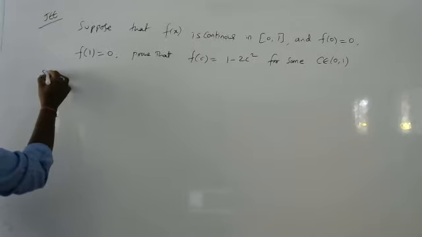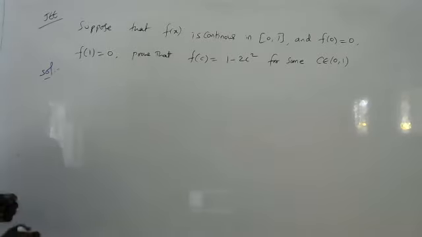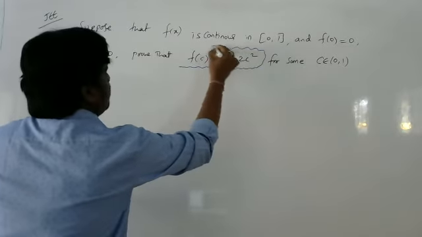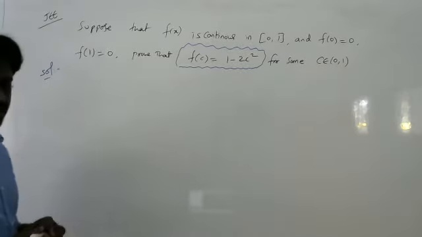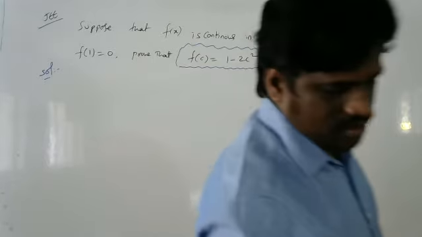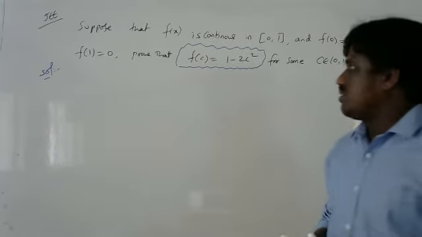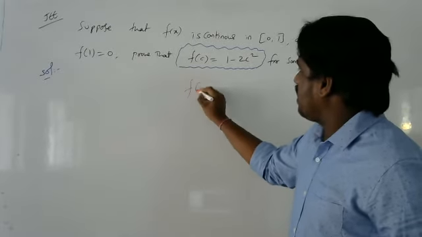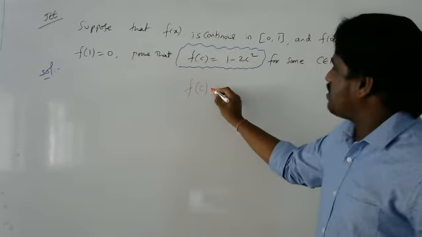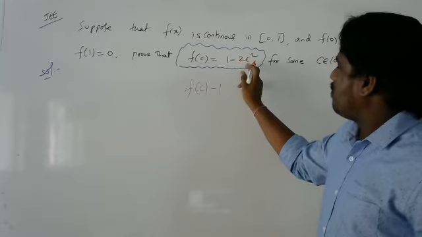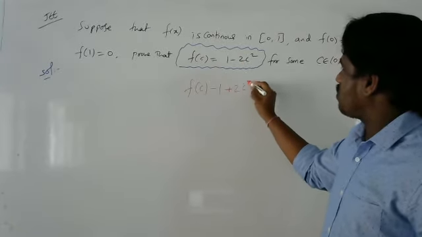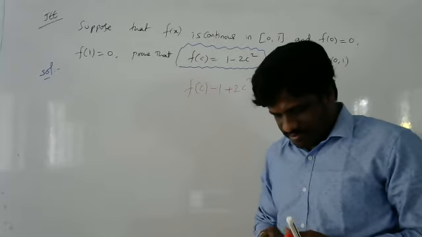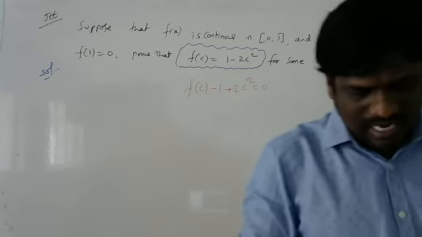Now see here how we can solve this question. Whenever you have f of c is equal to 1 minus 2c square, this is the crucial point, the main point here to discuss. So what we do here, listen to me: f of c, I send the plus 1 this side, minus 1, and minus 2c square this side, plus 2c square is equal to 0. So I can write like this.